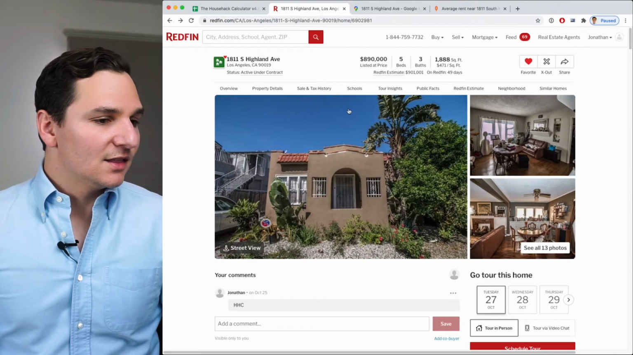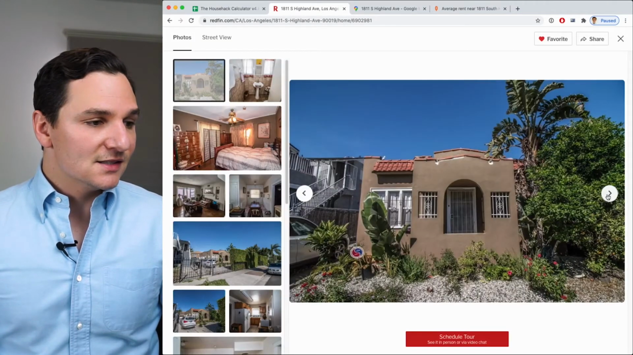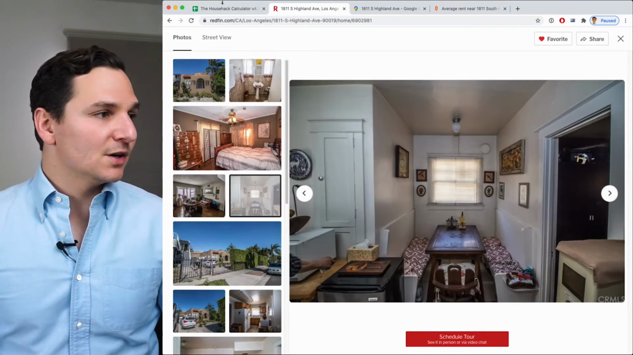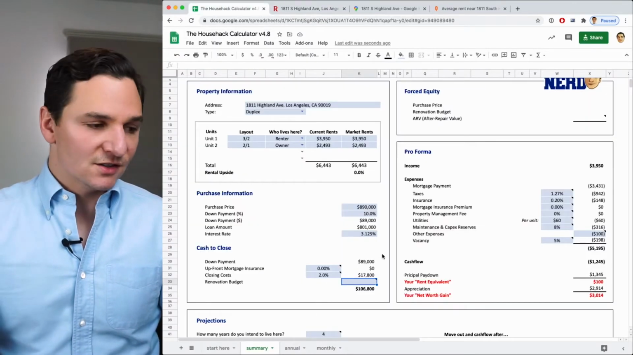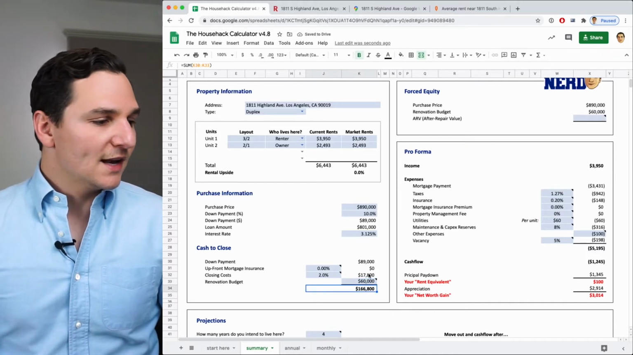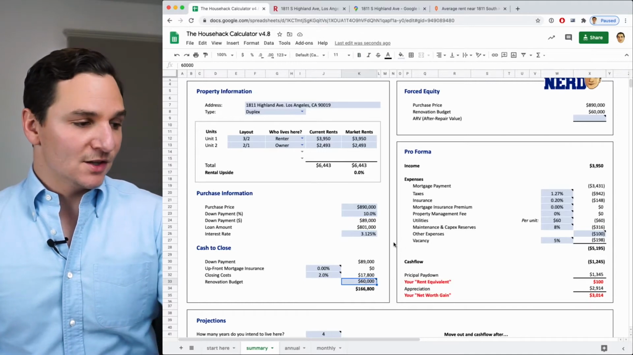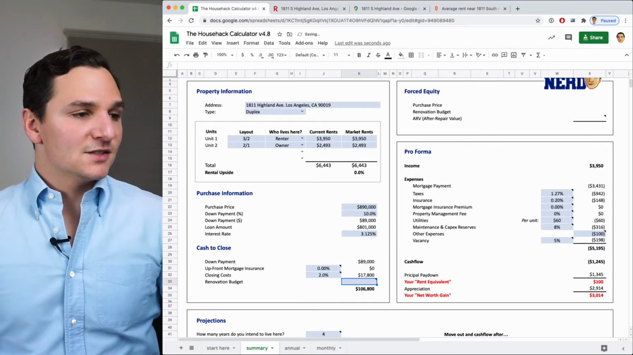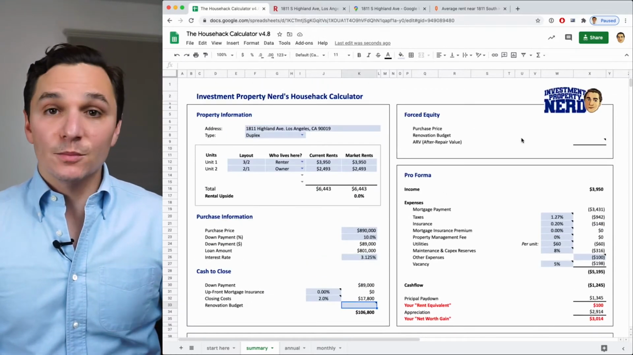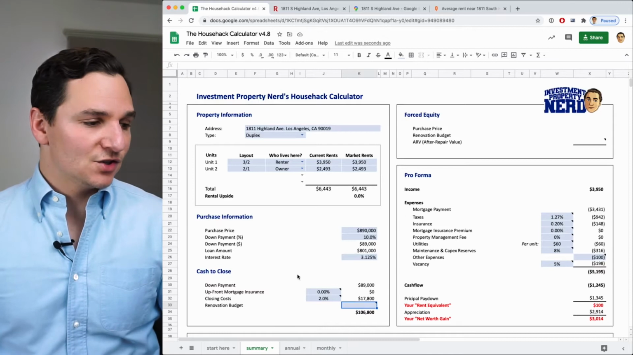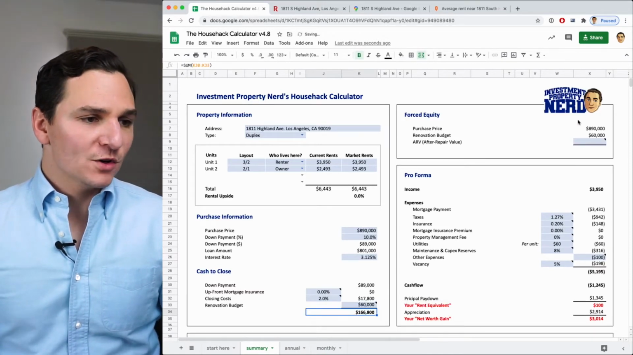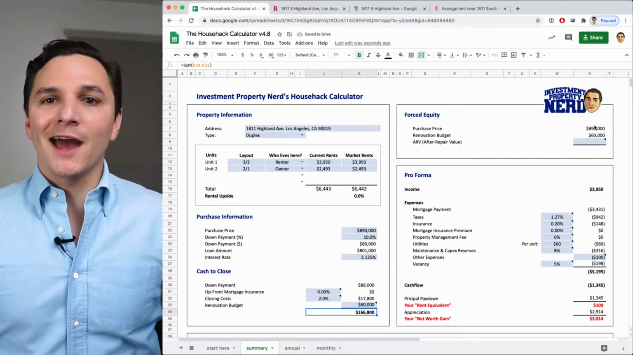Looking at these units, they need cosmetic repair. It doesn't seem like there's any huge structural damage, though we'll determine that during the inspection period. But I'm going to put in $60,000. That's $30,000 per unit. Now, if you put a number into renovation budget, let's delete this for a second, you'll see up here it says forced equity. Now, this is a box in which you can try to determine how much equity you're creating through your renovation. So once we put in a number here, the forced equity box is activated.